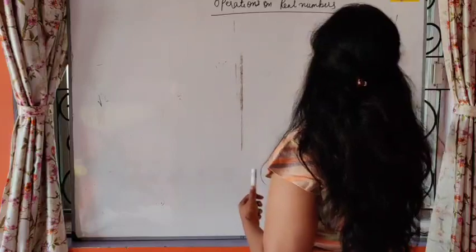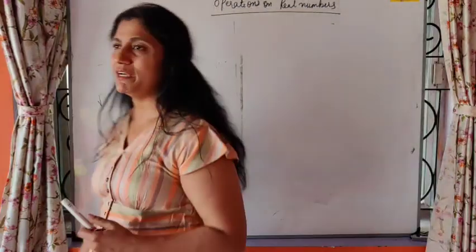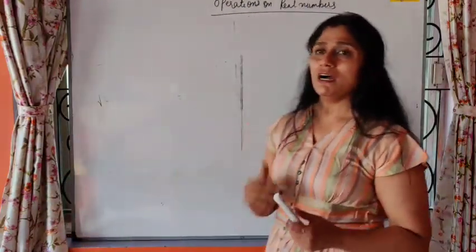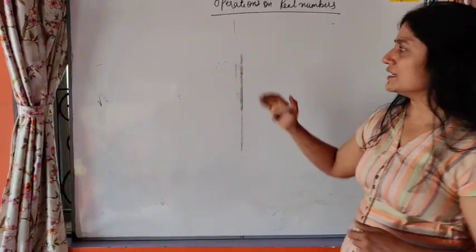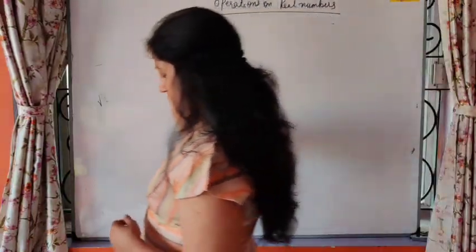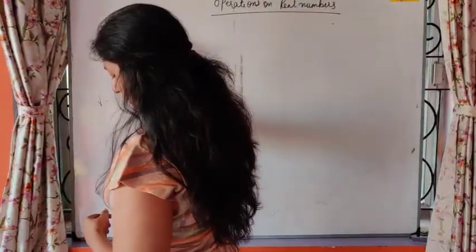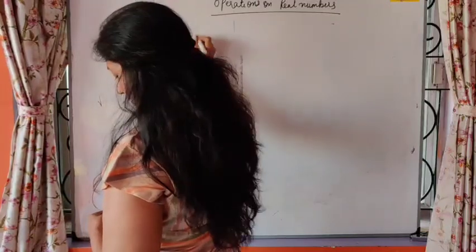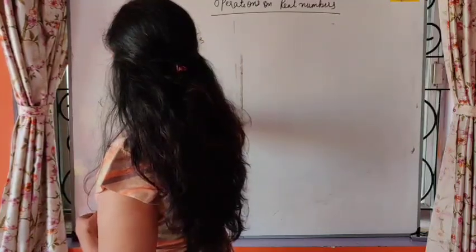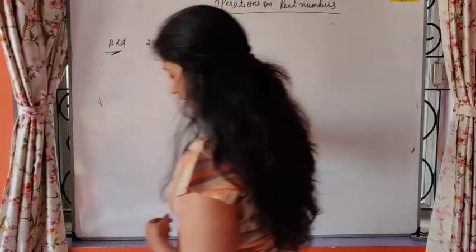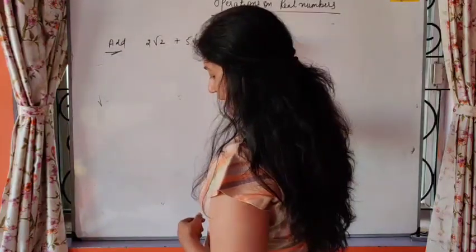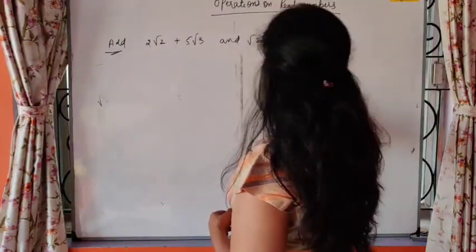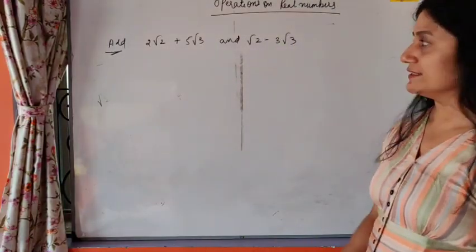Now this was simple surds, singular surds. Now we'll be doing, as we have studied, binomials, means 2 terms, a trinomial, 3 terms. Similarly, some complex surds and all. How to operate with them? Add, it's given, add 2 root 2 plus 5 root 3 and root 2 minus 3 root 3. How will you add them?